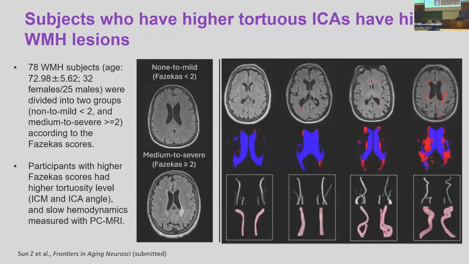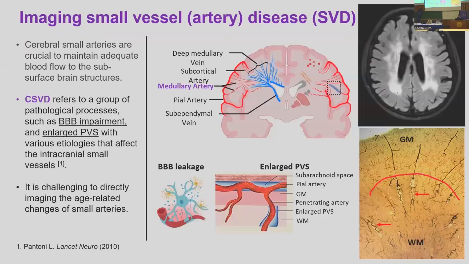And recently we showed that in a sub-cohort of participants aged 65 and above, with increase of the tortuosity, there's an increase of the white matter hyperintensity in the periventricular region. So that's indicating there's some link between the extracranial vascular morphology changes and the intracranial lesions.